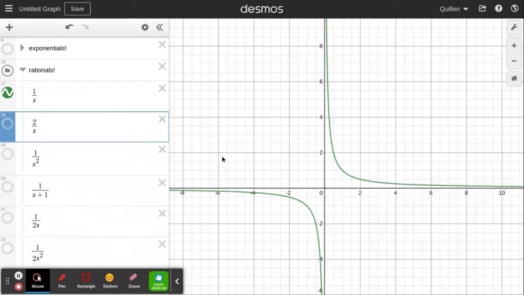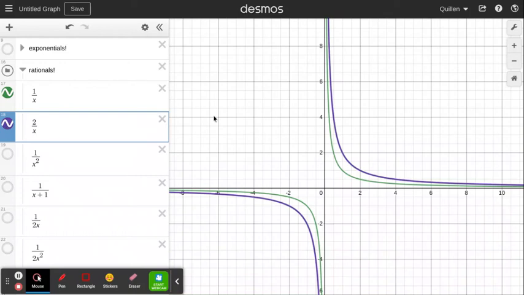So the important thing to note about this is that it actually does asymptote both vertically and horizontally. It has a vertical asymptote at x equals 0, and a horizontal asymptote at y equals 0. And that remains the same if you double it. It just gets there slower.